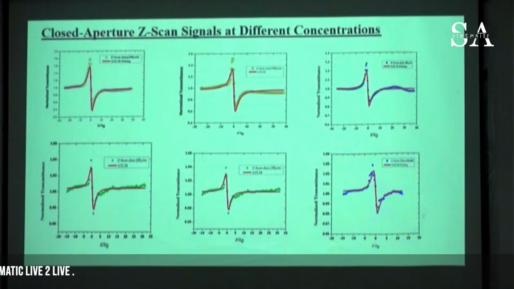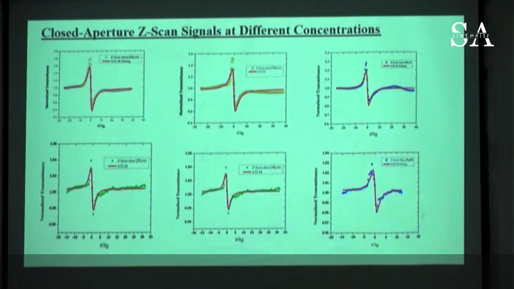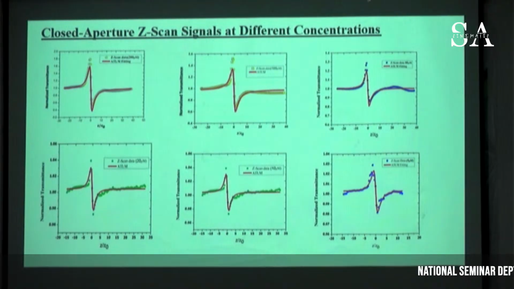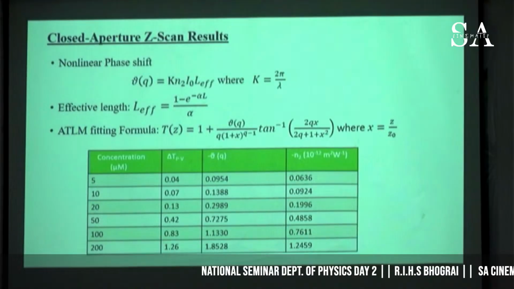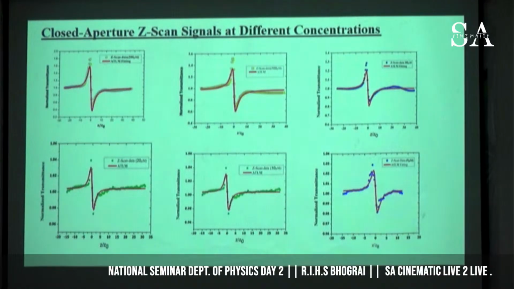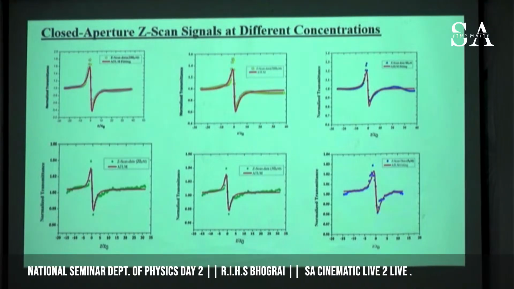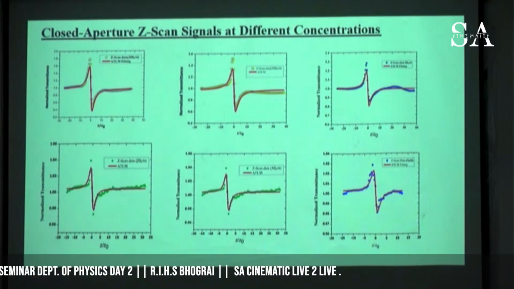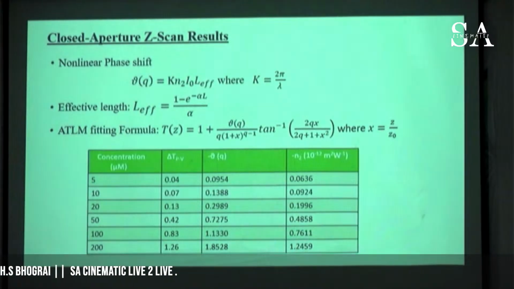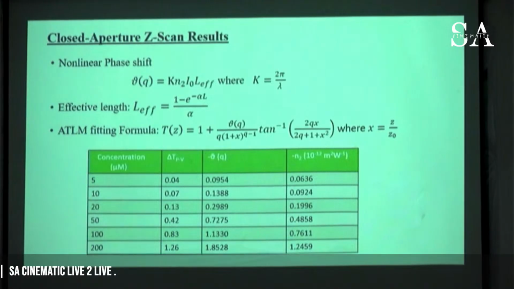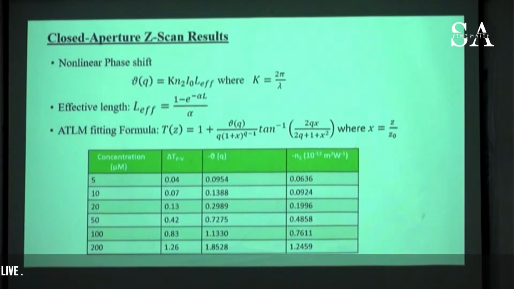Next one. This is the experimental result, which shows that as concentration increases, the nonlinearity also increases. The red line here is the fitting. Next one. This is the report from the fitting. We have evaluated the value, then using the formula we have evaluated the value. And here it is shown that as the concentration increases, the value also increases.